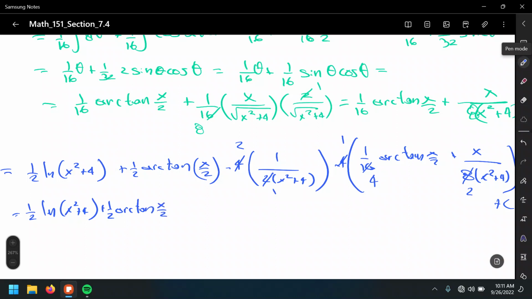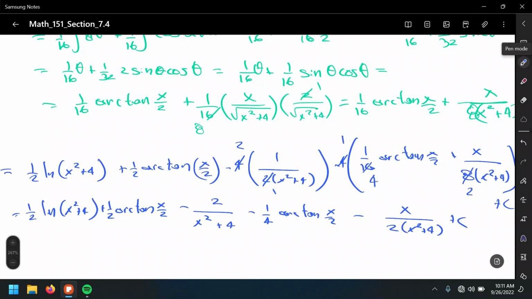And that's minus 1/x squared, or rather 2 x squared plus 4, and minus 1/4 arctan x over 2, and minus 4x over 2, which is rather minus x over 2 x squared plus 4 plus c.